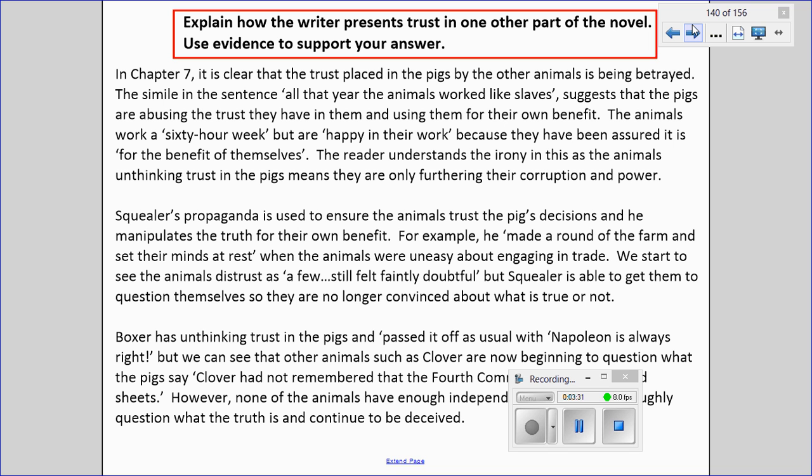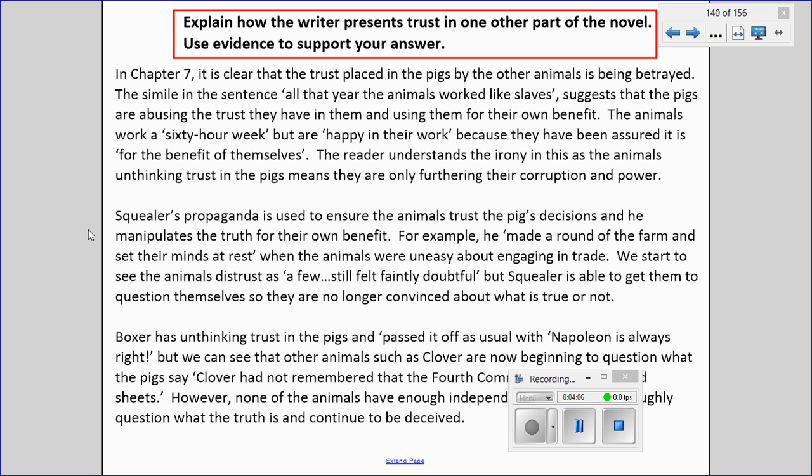That is one thing that the examiner is looking for: you to keep your quotations sustained and discriminating, choosing the quotes that are really appropriate for what you're saying. The reader understands the irony in this, as the animals' unthinking trust in the pigs means they are only furthering their corruption and power. Squealer's propaganda is used to ensure the animals trust the pigs' decision, and he manipulates the truth for their own benefit. For example, "he made a round of the farm and set their minds at rest" when the animals were uneasy about engaging in trade. We start to see the animals' distrust, as a "few still faintly doubtful."